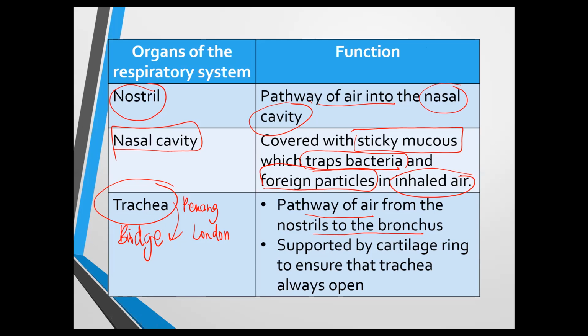Okay, I heard someone saying Penang is connecting the island to the mainland, correct? So the island to the mainland, I have a bridge. How come I became a geography teacher today? So same thing, my trachea is my bridge. My trachea is my bridge. My trachea is connecting who to who?